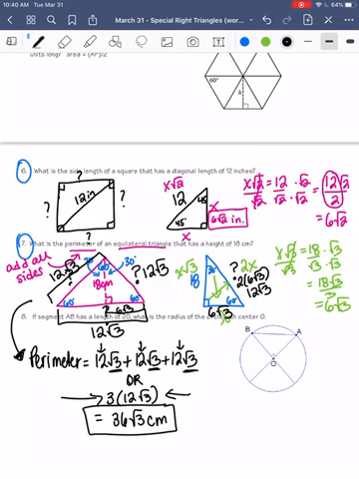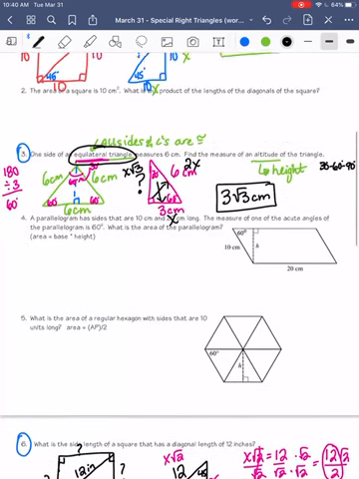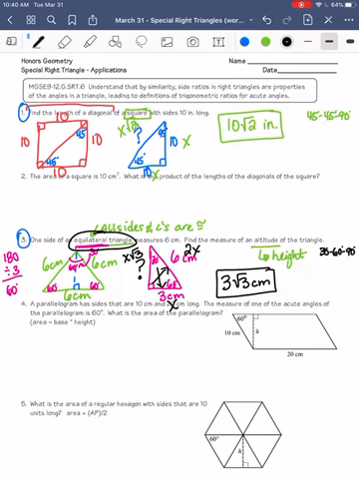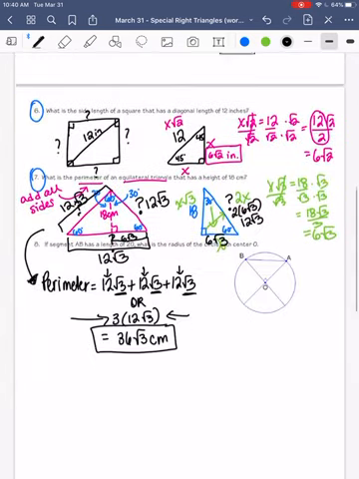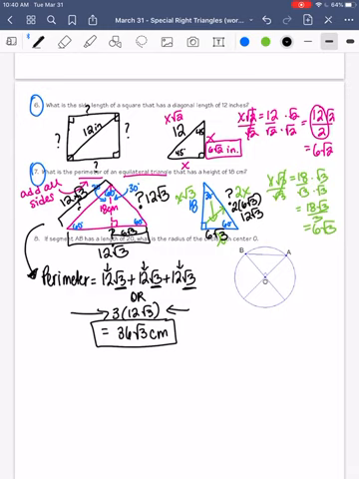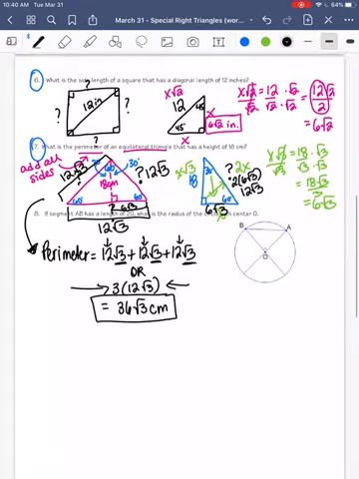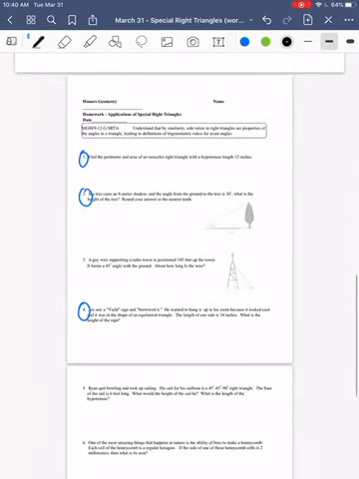All right, so we did 2 easy ones where I gave you kind of the x and you only had to plug in. Then we did a little more challenging ones where you had to solve for x and then plug in. All right, and we did squares and equilateral triangles. Okay, so squares are going to be 45, 45, 90. Equilateral triangles are going to be 30, 60, 90.